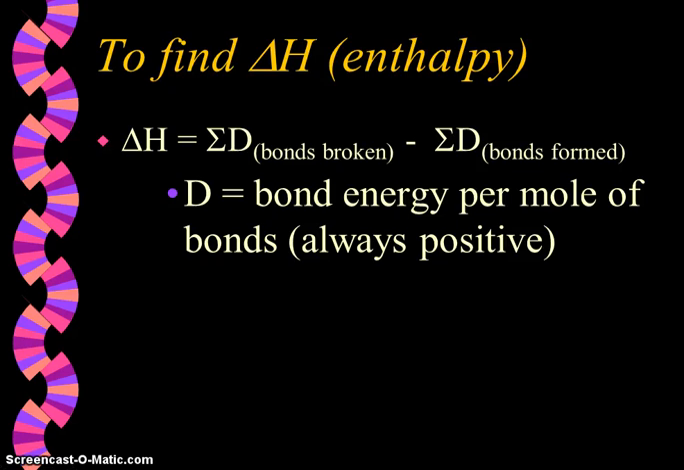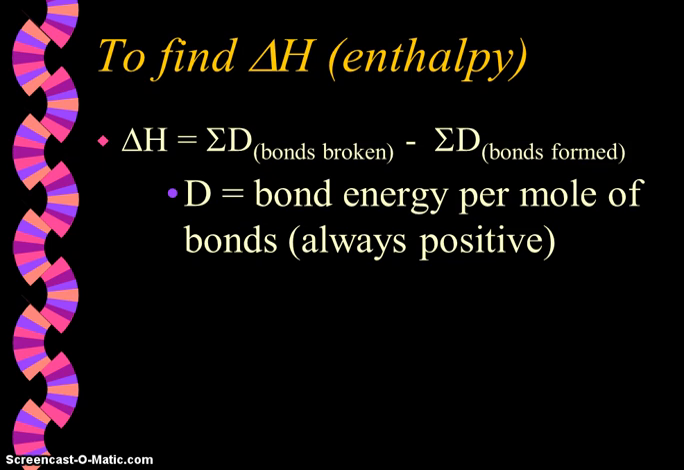Now, bond energies are things we can look up on tables. They're always going to be positive because bond energies are written with respect to breaking bonds. But if we look at this equation, we're taking bonds broken and subtracting bonds formed. By subtracting this value, in essence, we're changing the sign on the bonds being formed, and we're making it exothermic.